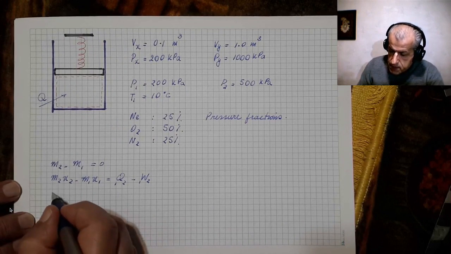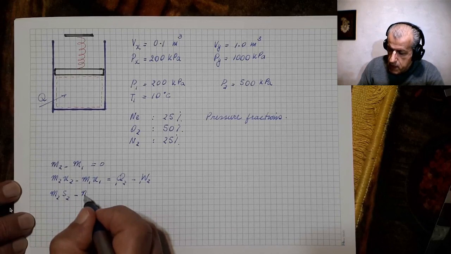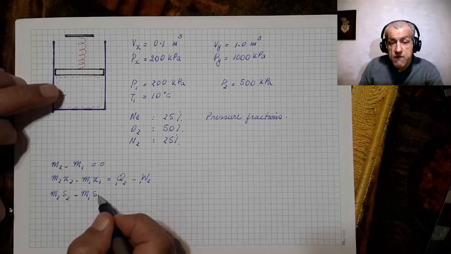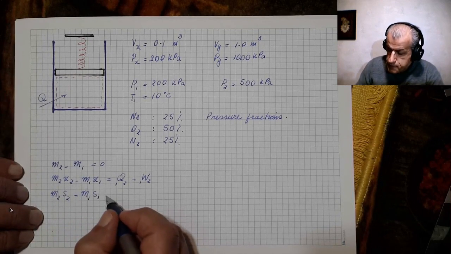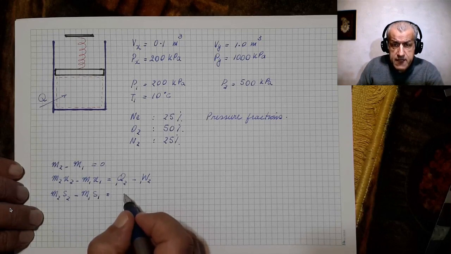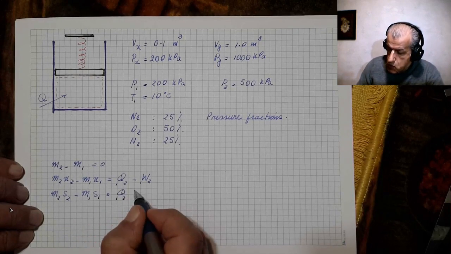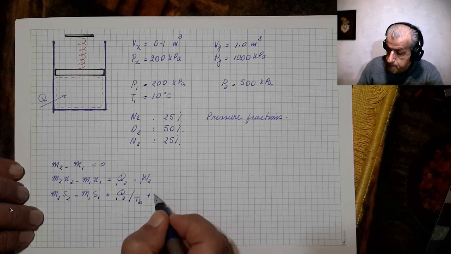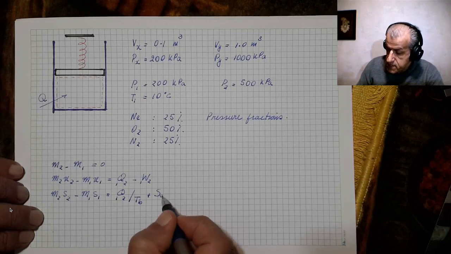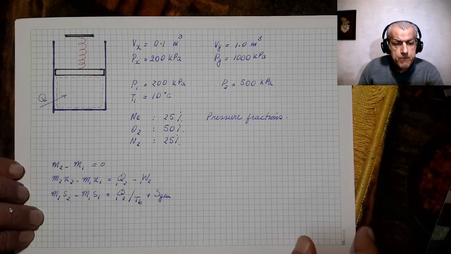And then the second law tells us that m2s2 minus m1s1, which is the change of entropy for the mass that is inside this system, equals, there's no mass that enters or leaves, but it is Q12 over Tp, plus Sgen, which is the generated entropy.